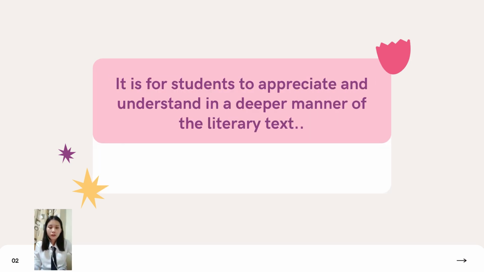Second, it is for students to appreciate and understand the literary text in a deeper manner. Stylistics aims to account for how text projects meaning, how readers construct meaning, and why readers respond to text the way they do.